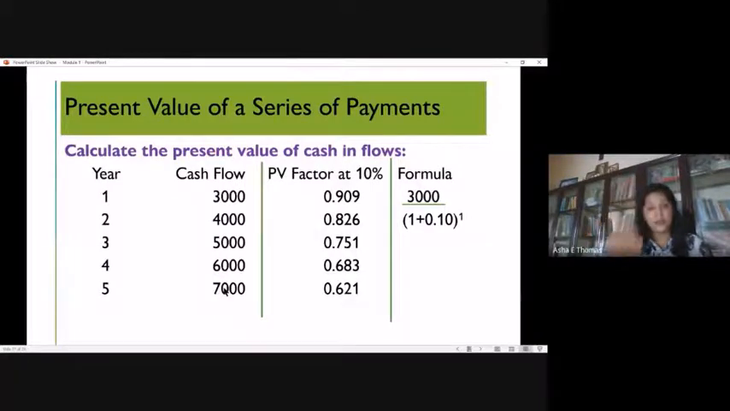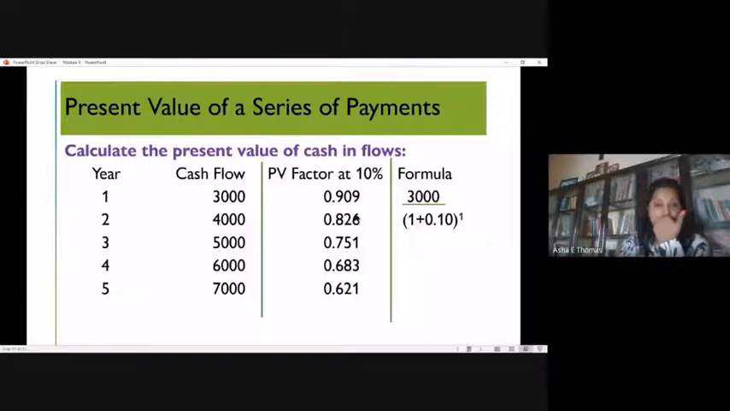So these are my inflows. Now what I would like to know is, what is the value of these inflows in the present period, in the zeroth period? So that's what we call the present value. Naturally, there are two ways in which we can do this. One is we can take the present value factor, the PV factor, from our PV table.